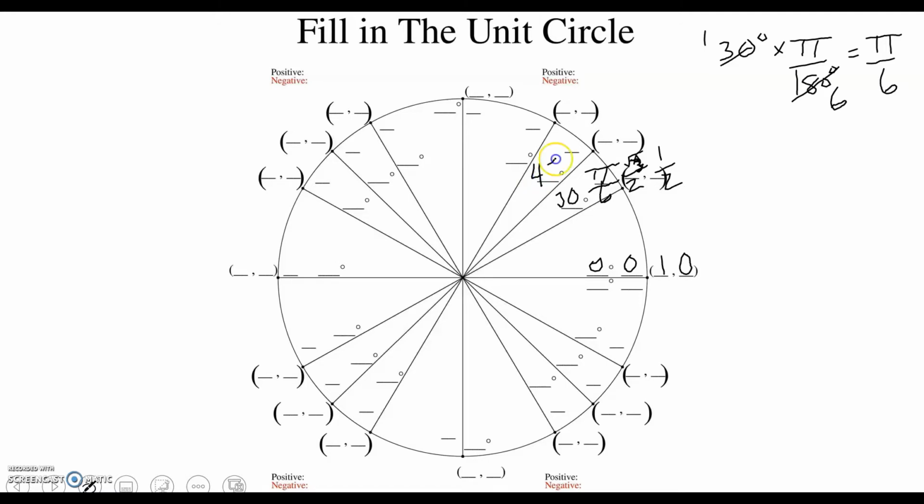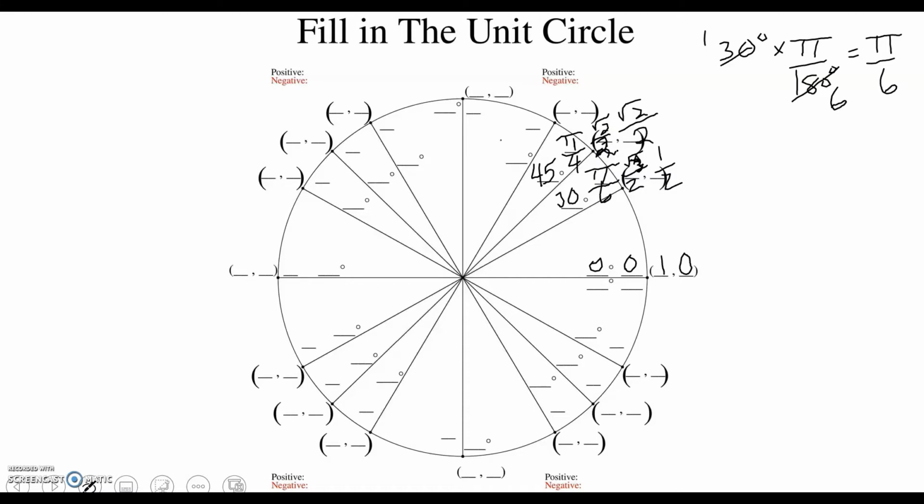Then we have this one here, which is 45 degrees. This is our next special angle. If we convert that to radians, that's pi over 4. And recall that that's the point square root of 2 over 2, square root of 2 over 2, okay? My computer is acting a little funny, so you may not be able to see all of my writing, but that is square root of 2 over 2, square root of 2 over 2.